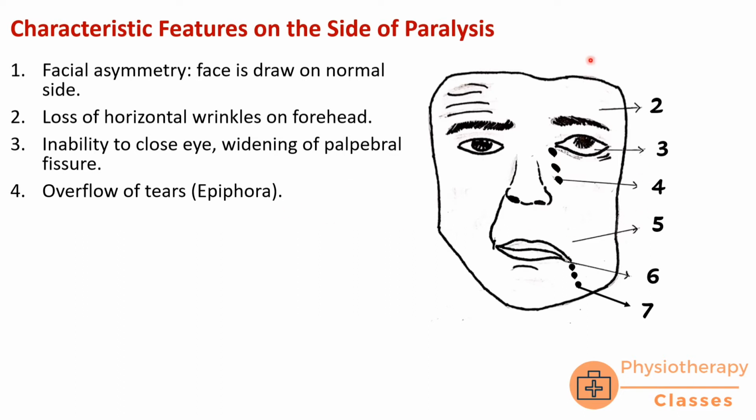I'll once again repeat these signs. First is absence of horizontal wrinkles on the forehead, the inability to close the eye, widening of palpebral fissure, and overflow of tears, which is known as Epiphora.